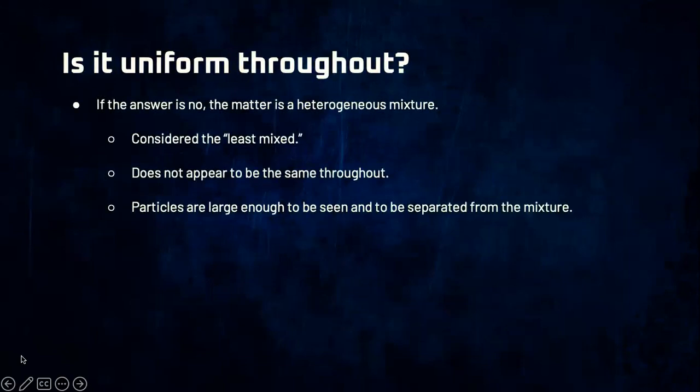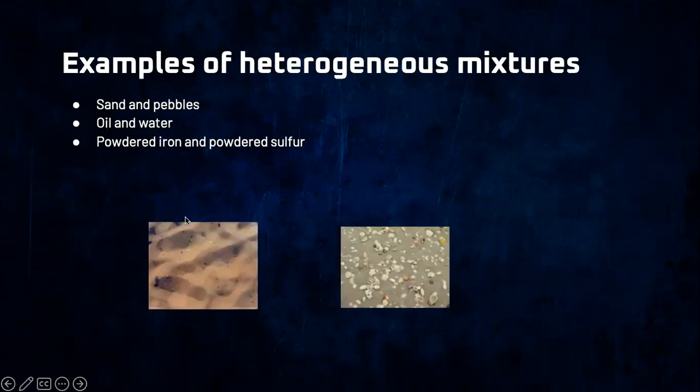So, as mentioned earlier, is the matter uniform throughout? If it's not, then this particular matter is heterogeneous mixture. All right. Next, carry on. Some examples of these heterogeneous mixtures are sand and pebbles, oil and water. All right.